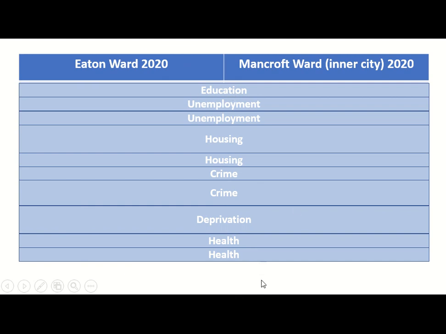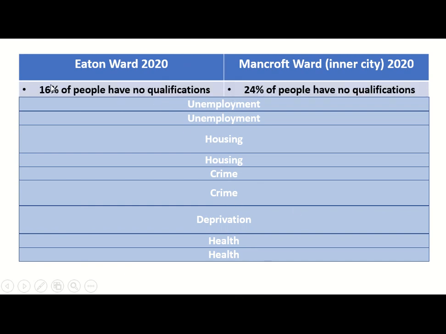So educational inequality, you can see from the percentage of people in Eton that have no qualifications versus the percentage of people in Mancroft that have no qualifications. So 16% versus 24%. That is a huge jump. 1 in 4 people in Mancroft have no qualifications whatsoever.